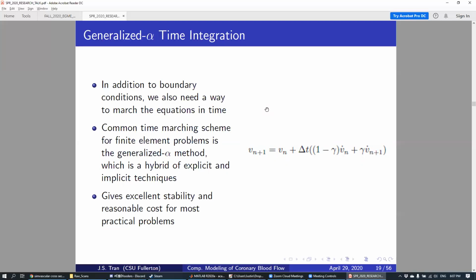But the one that's often used with finite elements is a method called the generalized-alpha method. I won't get into the details about this method, because that requires a few weeks of lectures. But the nice thing about this method is that it may not be the most accurate out there, but it gives a really nice compromise between stability, cost, and accuracy. It satisfies a lot of things while being relatively reasonable in cost.